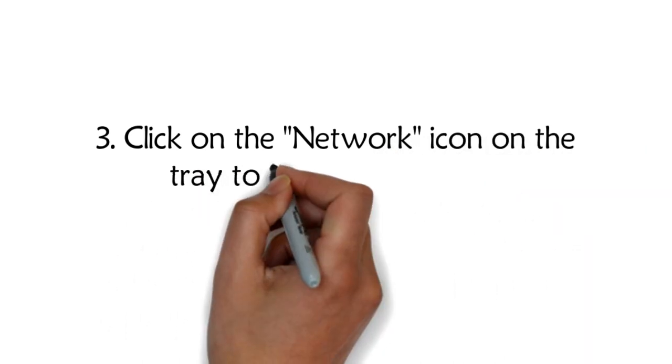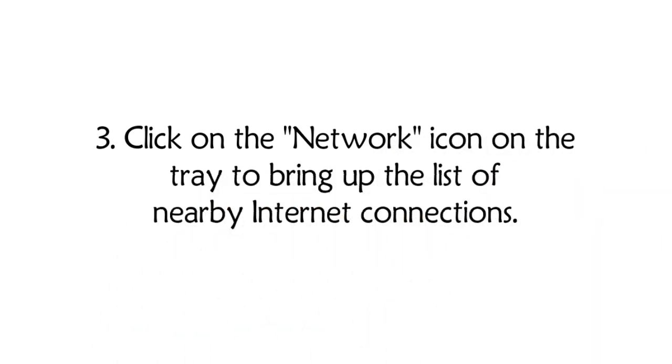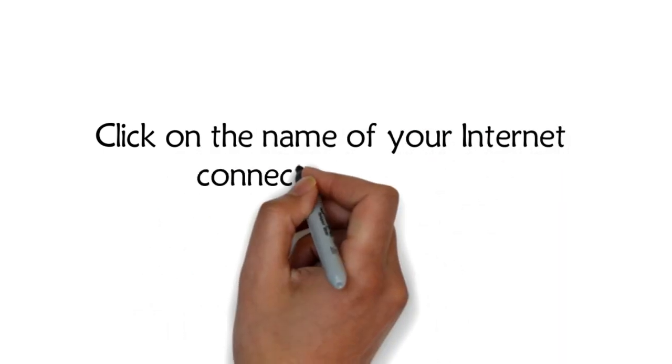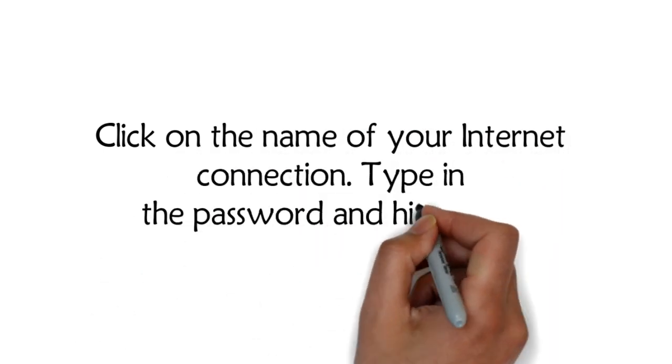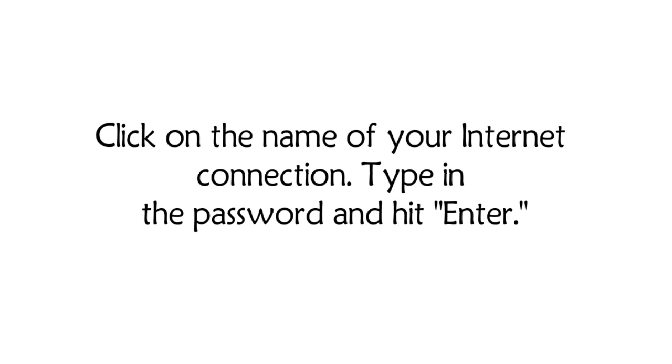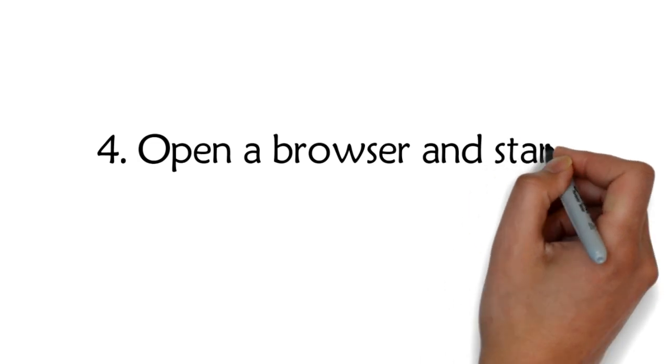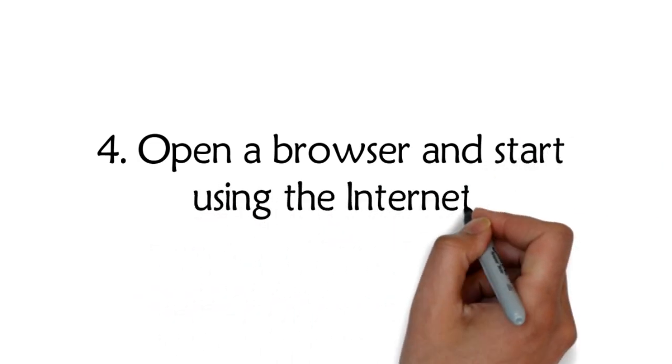3. Click on the network icon on the tray to bring up the list of nearby internet connections. Click on the name of your internet connection. Type in the password and hit enter. 4. Open a browser and start using the internet.